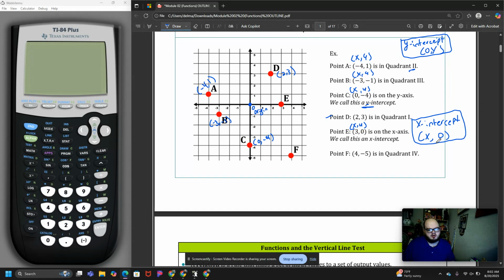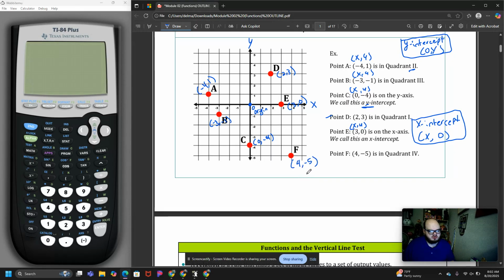The zeros always hold true for the place that they're at. It's just the x or the y that's going to change. And that's right here at E, so it's 3 and 0. And of course the x-intercept's on top of the x-axis. The y-intercept is on top of the y-axis. Okay?